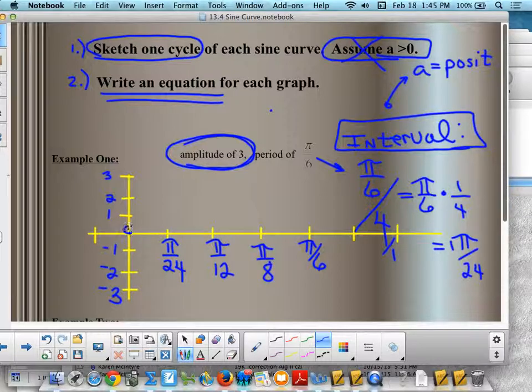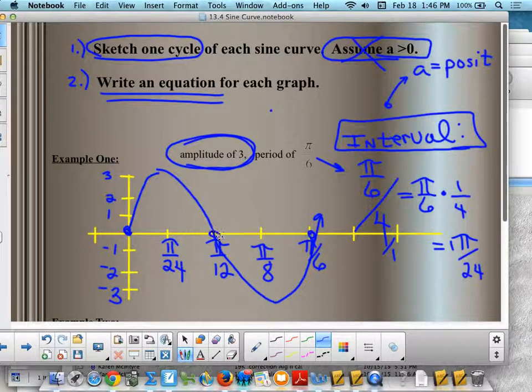0 radians. 0. Now where? Max. 3. Minimum. Now 0. Minimum. 0. All done. Missed it by a little bit.